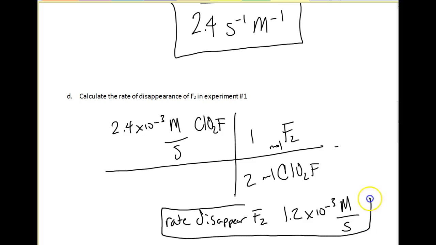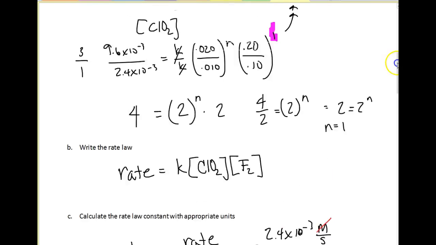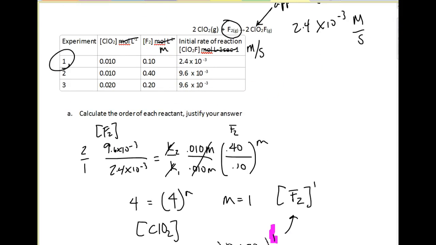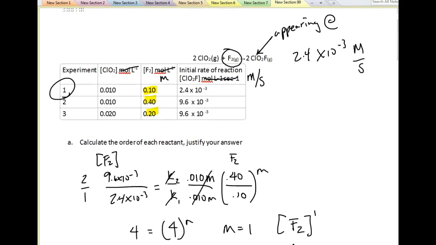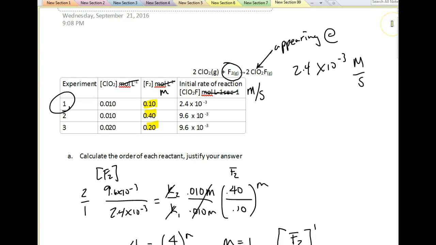Okay, so again, that's how we deal with kinetics problems where in the data that we collect, we don't have any reactant held constant in one of the experiments. 0.1, 0.4, and 0.2, nobody is held constant. So we just plug those into the rate law equation once we know the order from our other reactants.